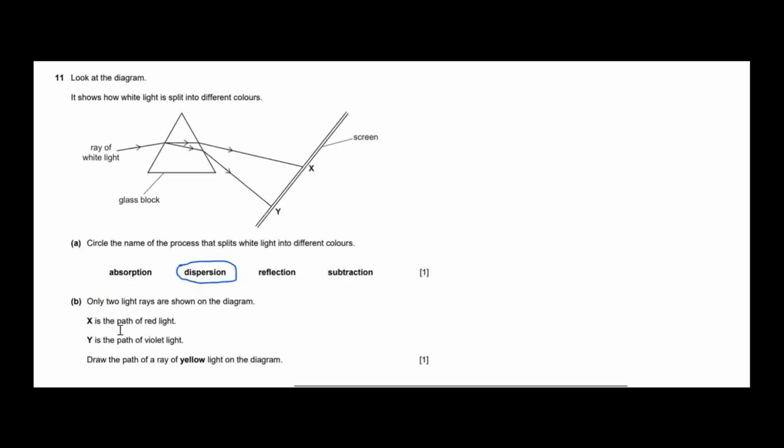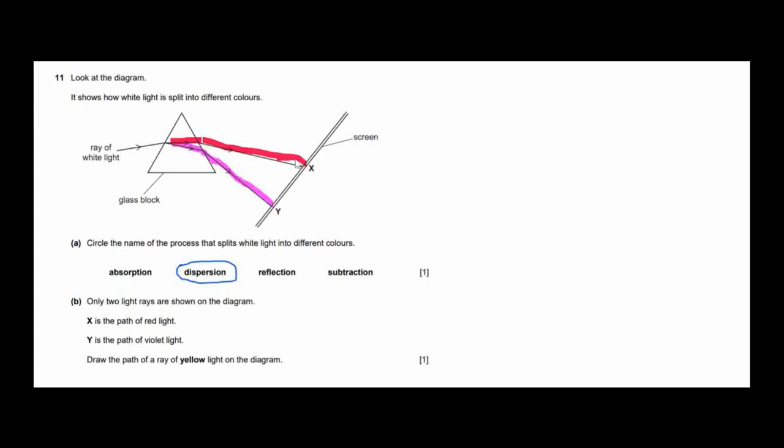Only two light rays are shown in the diagram. X is the path of red light. Y is the path of violet light. Draw the path of a ray of yellow light on the diagram. So Y is the violet light, while X is red light.